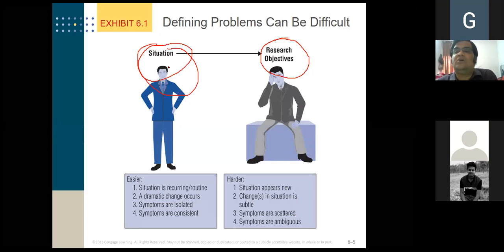Now we have to decide the research objective. How do we go for the research objective? It is a tougher, harder task. Why is it happening? Why are the recruitment costs going high? All the managers are in a dilemma. Is there any change in the situation? Has any change happened in the company? Are the symptoms scattered? Are the symptoms ambiguous? So we have to look at many things and then only the objective will come.